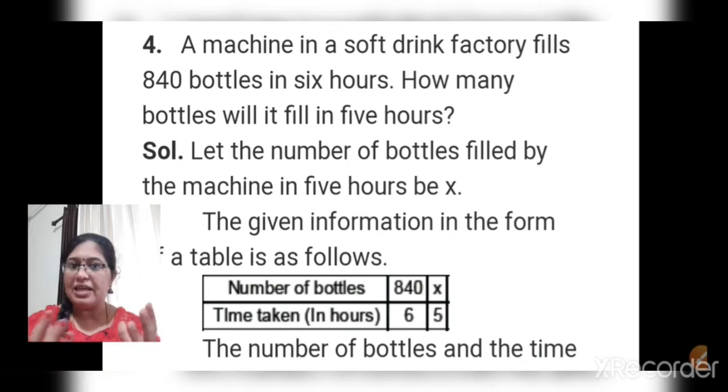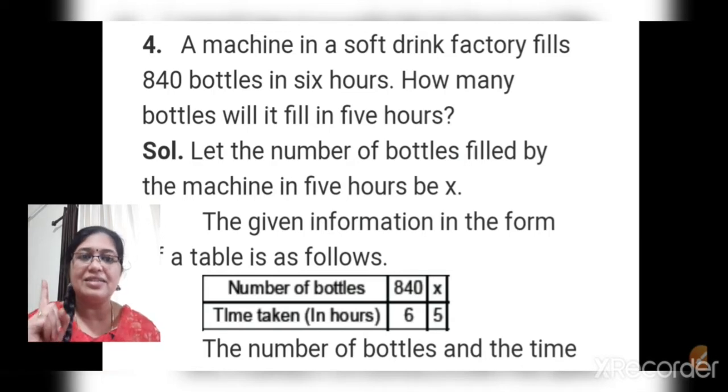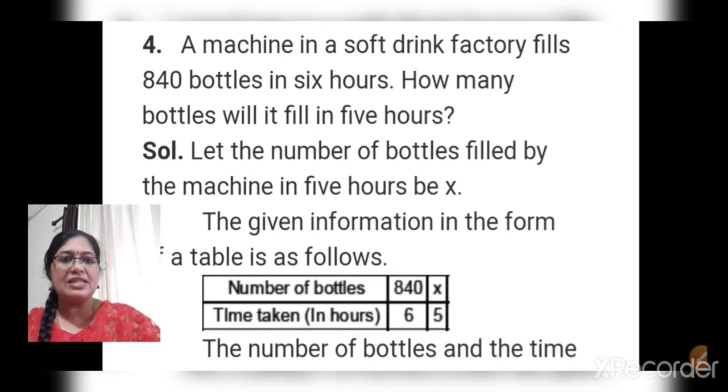So, just think whether it is direct proportion or inverse proportion. When one is increasing, the other is also increasing means it is direct proportion. So, when the time increases, the number of bottles filled is also increasing. When time is less, the number of bottles filled also will be less, right? So when one is increasing, the other is also increasing. That means it is direct proportion. Direct proportion means what you should do? Direct division.